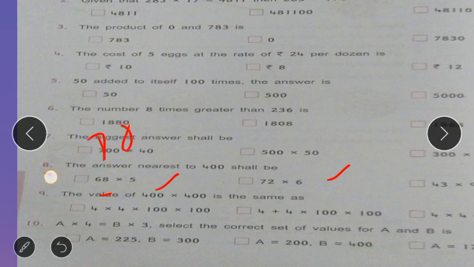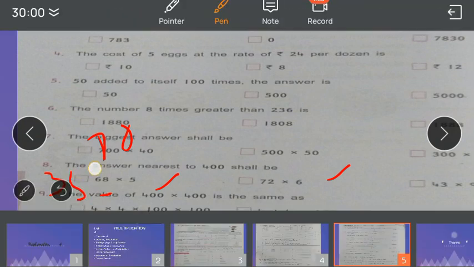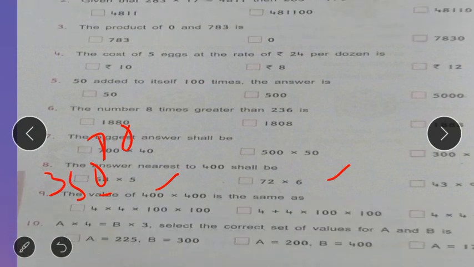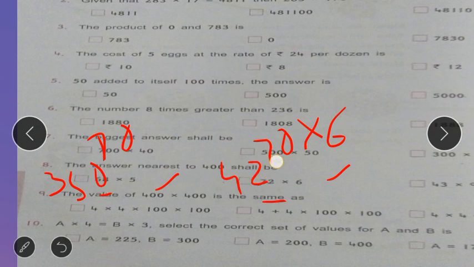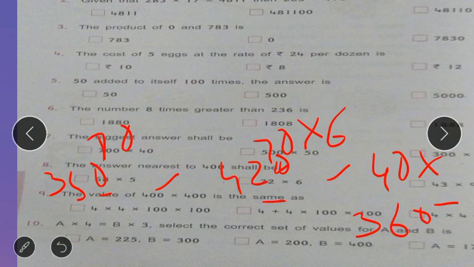Then here you will get 350, the first number. Now when you estimate 72, because 2 is less than 5, it will be 70 multiply 6. 6 sevens are 42, 420. Then here 43, when you estimate 43, it will be 40, and you multiply that 40 by 9. So 9 fours are 36, 360. So which number is nearest to 400? 420 is the nearest to 400. So the second option is correct.